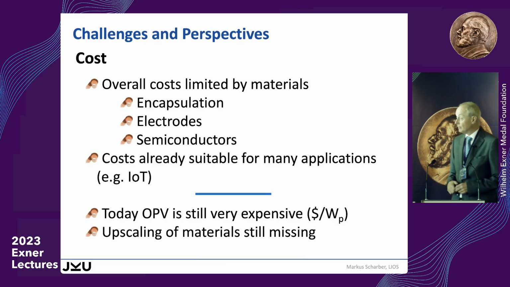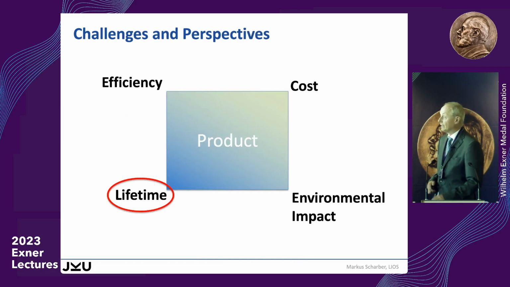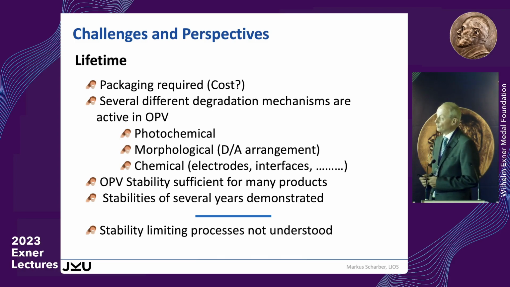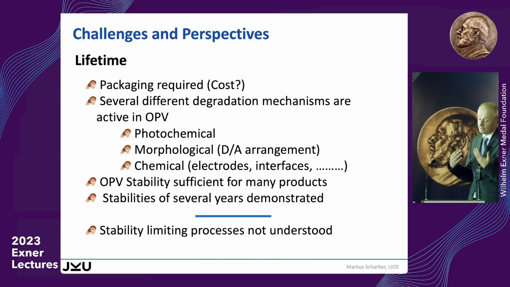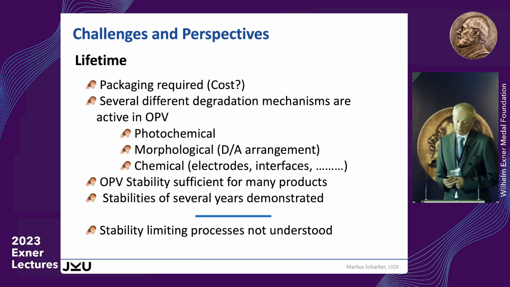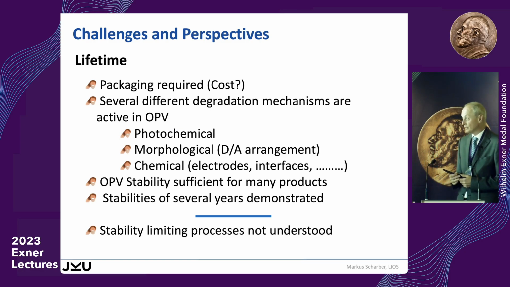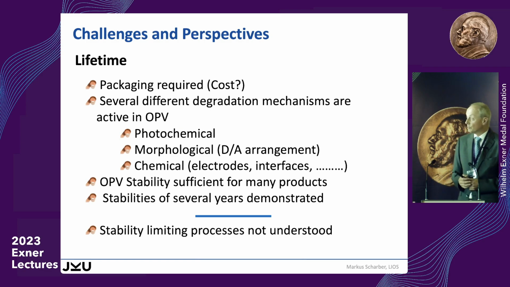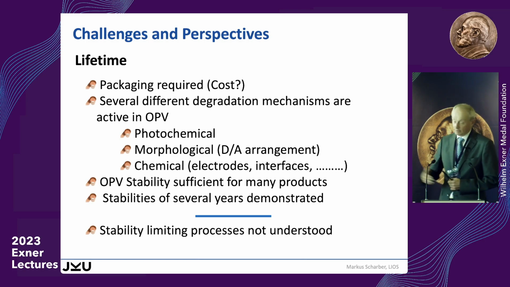Good. Then we talk about lifetime. We had an entire talk about packaging in the morning. So this is definitely something we need, but every solar cell needs this. Organic solar cells have stronger requirements in terms of packaging. They need to be nicely protected, especially against moisture and oxygen. And packaging can be expensive. This is definitely the part.